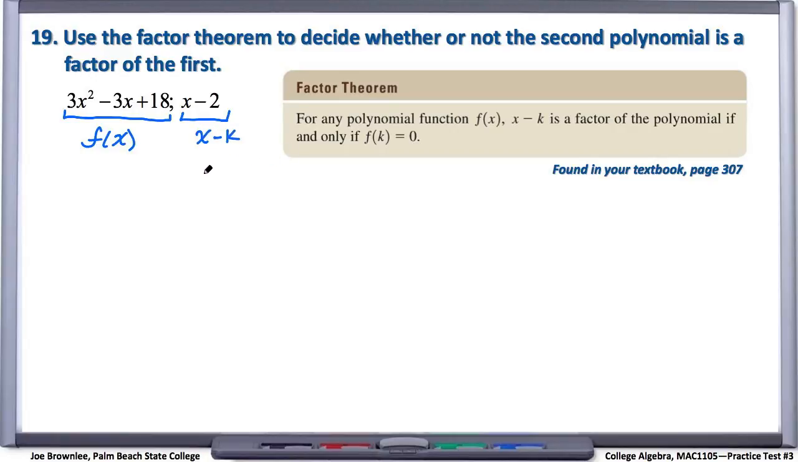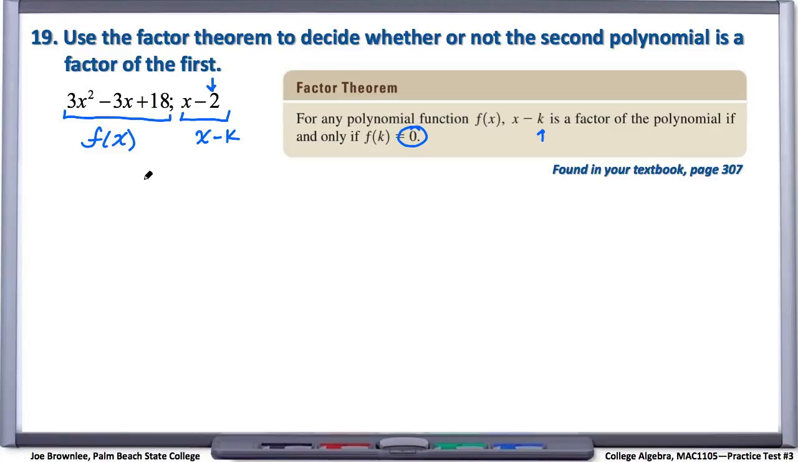And all we're doing for number 19 is simply taking our k value, and in this case we can see that x minus k, the k for number 19, is simply positive 2. So if we take positive 2, plug it into f of x, do we get a 0 out? If we do, then yes, x minus 2 is a factor of the first polynomial. If, however, we get something else out when we plug in positive 2 into f of x, then no, x minus 2 is not a factor of f of x.